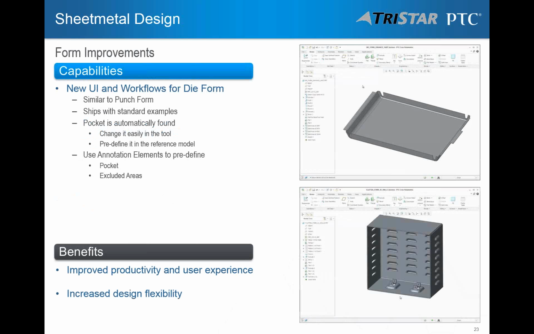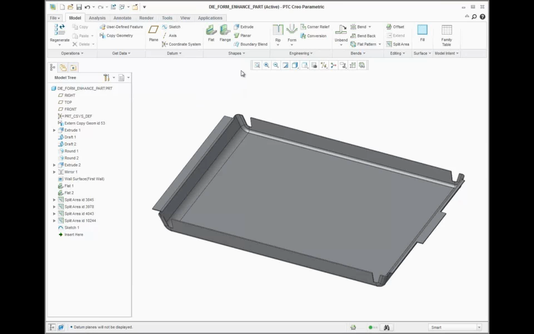So with the form improvements, we have a new user interface for the workflows for the die form. This is similar to a punch form. There are several examples that ship with the product. The pocket is automatically found and easily changed with the tool. We can also predefine it in the reference model, and we use annotation elements to predefine the pocket and excluded areas.